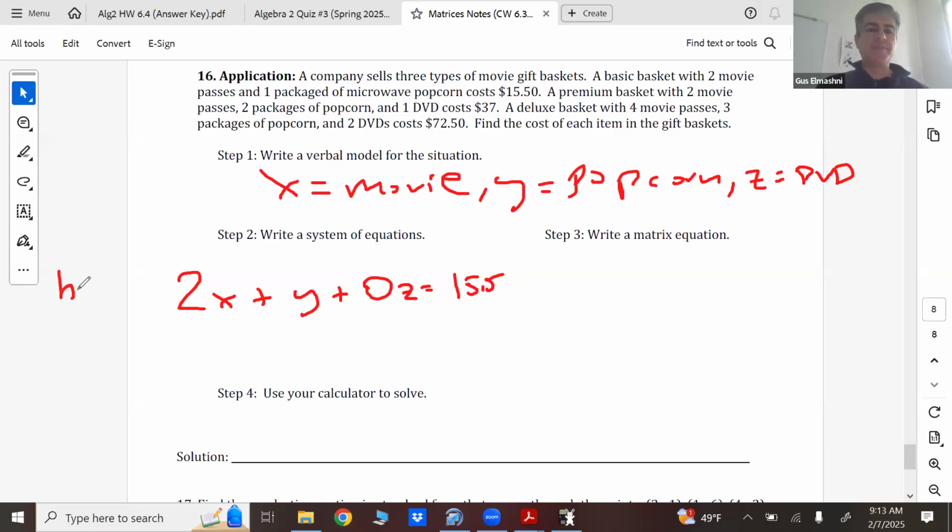So this is for basic, guys. That was the basic. How about the premium? 2x plus 2y, ooh, we get more, equals more money. Equals 37. And then find deluxe.